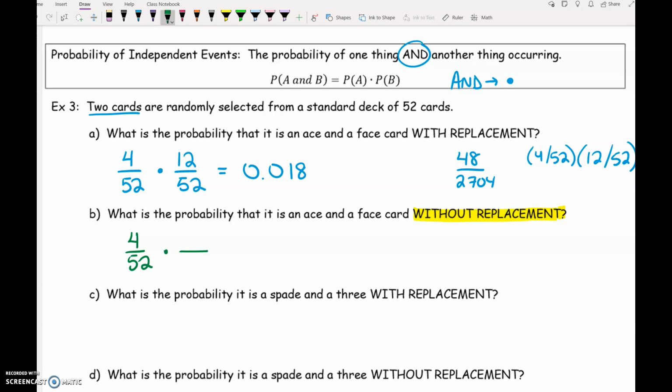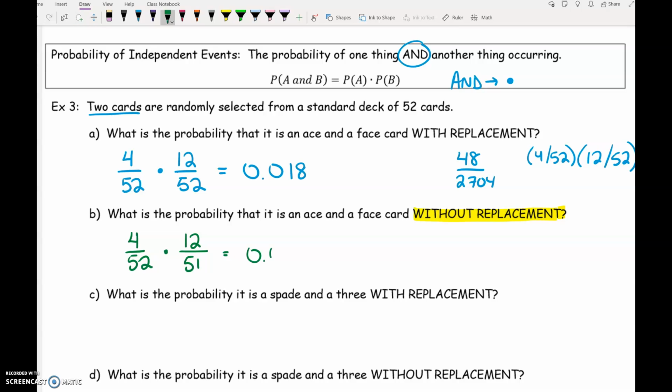How many face cards are potentially in the deck? Still 12, but how many cards do we have to choose from this time? 51. We've taken one card out. There's only 51 cards left, so we have fewer cards to choose from. Again, however you want to enter this in your calculator is fine. 4 divided by 52 times 12 divided by 51.